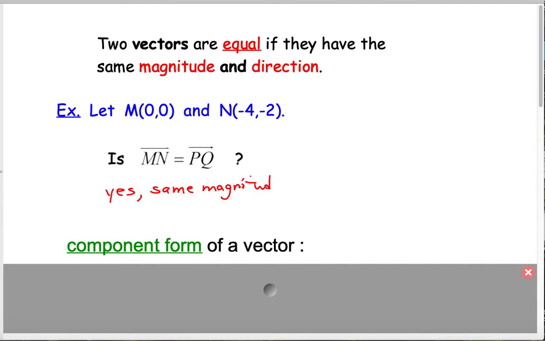We've already done that. That was 2 root 5. And same direction. And we could just use our slope calculation for that. They're both pointing in the same direction, and we had a slope of 1/2.